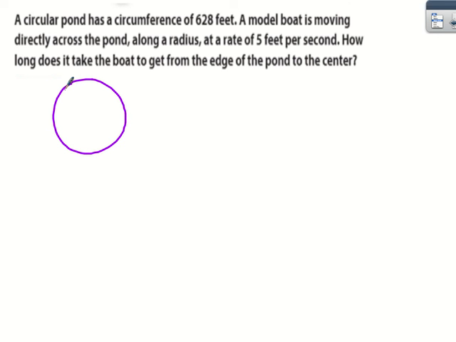So this one is a circular pond that has a circumference of 628 feet. A model boat is moving directly across the pond along a radius at a rate of 5 feet per second. Look, it says a model boat is moving directly across the pond along a radius. Here is my radius, at a rate of 5 feet. Sorry, I should have made my pen smaller because that is difficult to read. How long does it take the boat to get from the edge of the pond to the center?